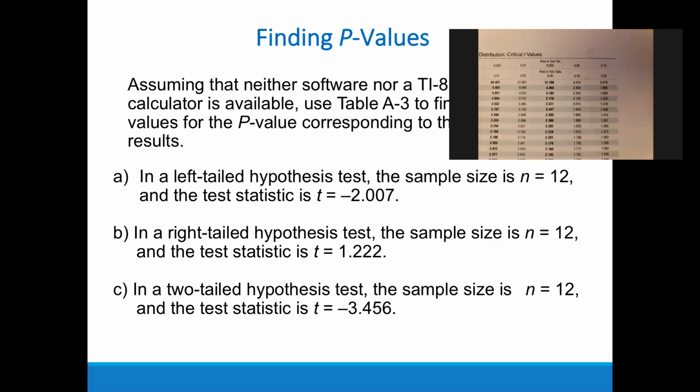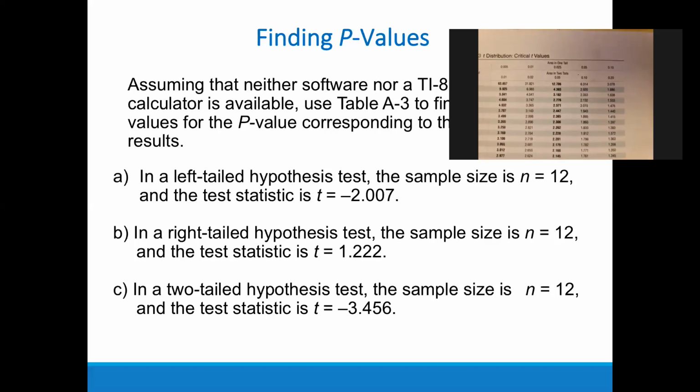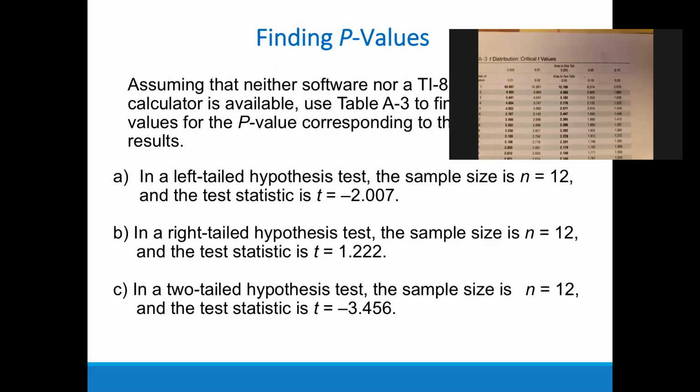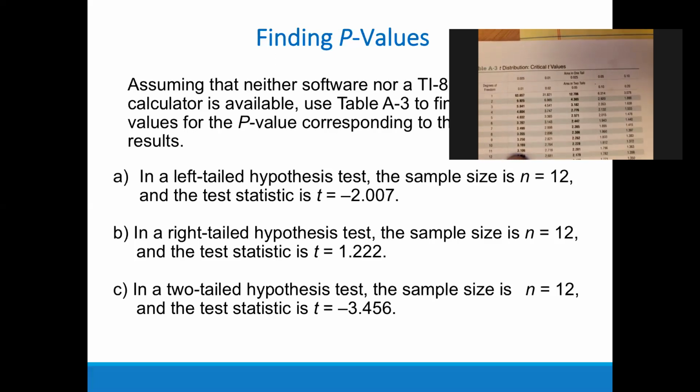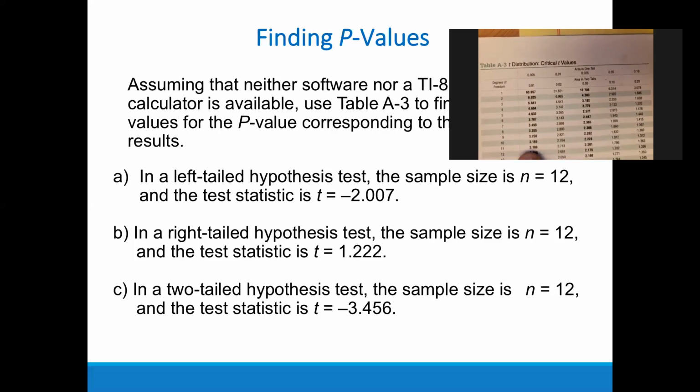C, in a two-tailed hypothesis test, the sample size is n equals 12, and the test statistic is negative 3.46. So degrees of freedom 11. Looks like I see 3.106 is the largest value I'd have out there. And to me, even if we doubled that value, it's still going to be less than probably 0.01. So the p-value is less than 0.01.